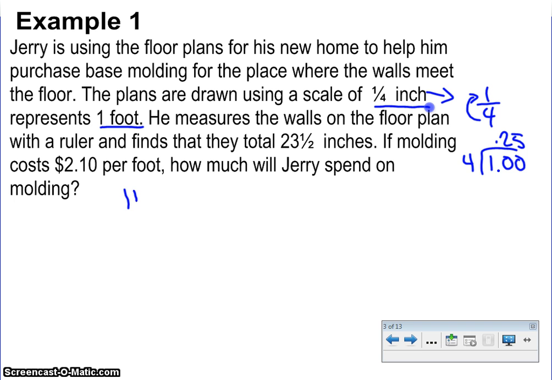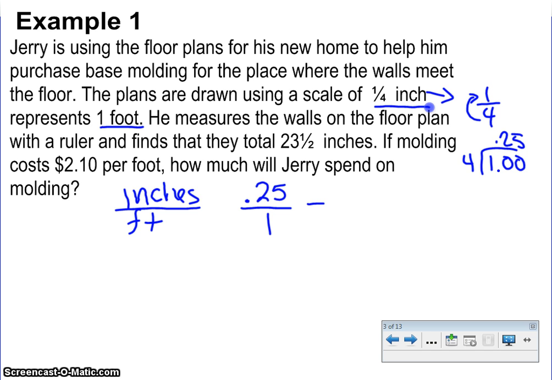Now the other thing you need to make sure you do is when you create that ratio, it has to be consistent. So for today, we're going to do everything inches over feet. Now some of you are asking, can I do feet over inches? The answer is yes, but you have to be consistent throughout. But today we're going to do inches over feet. So far we know that 1/4 of an inch represents 1 foot. So that's 1/4 of an inch on the blueprints equals 1 foot in the actual room.